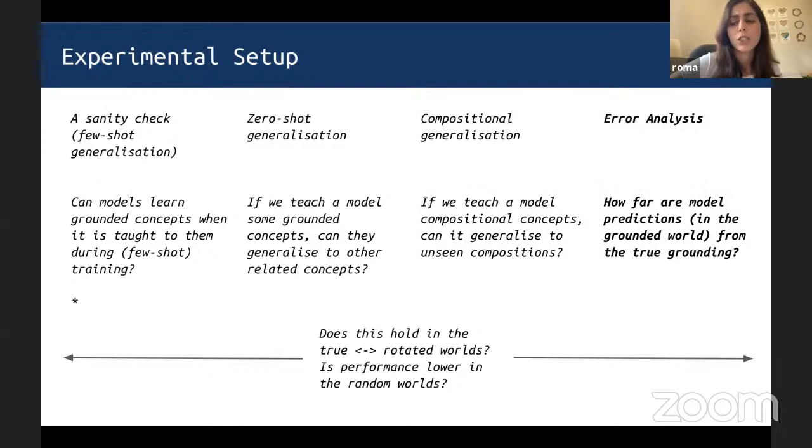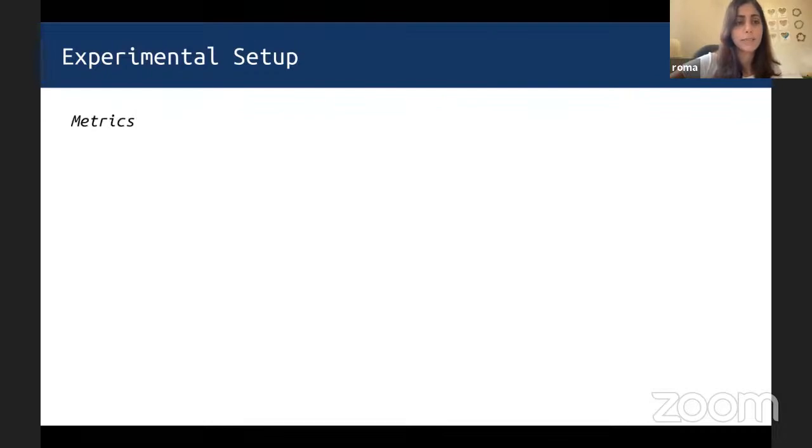We finally also do this kind of error analysis that looks at what models are actually learning about grounding and how far in the world their predicted groundings are from the true grounding, to give us some insight into what they're actually doing. For all of these, we do this for the true world, average over some number of rotated worlds, and then we compare to a random world to try to ensure that models aren't actually just memorizing things and whether or not they're learning groundings.